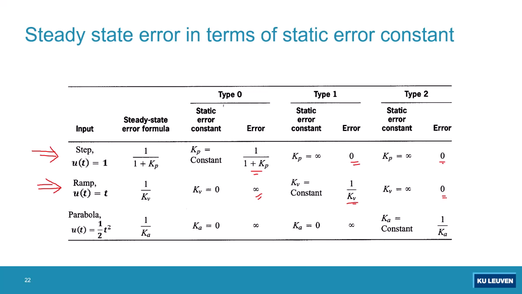If a parabolic input is given to the unity feedback system, if we have a type 0 or type 1 system, these systems definitely cannot follow the parabolic input at all. For a type 2 system, it still can follow the parabolic input, but with a certain finite steady state error. This is how to interpret this table.